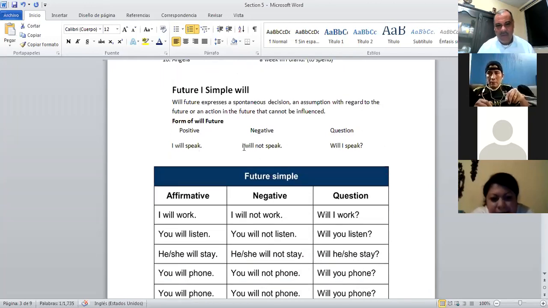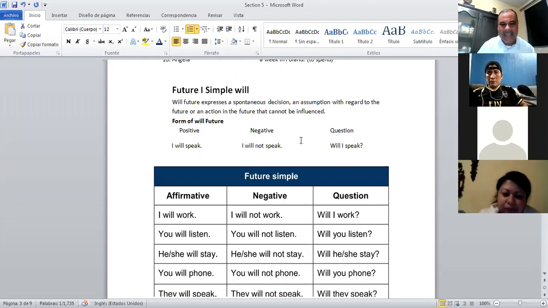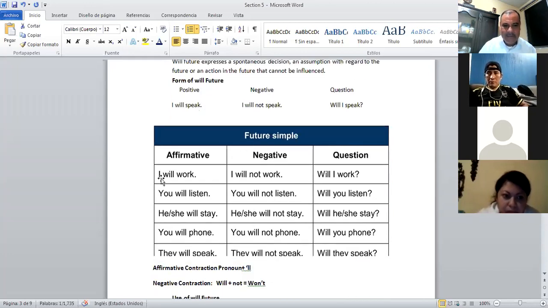How is that? Okay, first, let's talk about how to structure sentences with will. Okay, affirmative, I will speak. Negative, I will not speak. Contraction, I won't speak. Question, will I speak? Okay. Now, I will work. Contraction, I'll work. Negative, I will not work. Contraction, I won't work. In question, will I work?